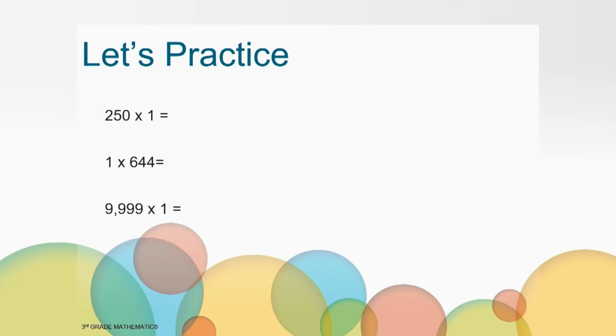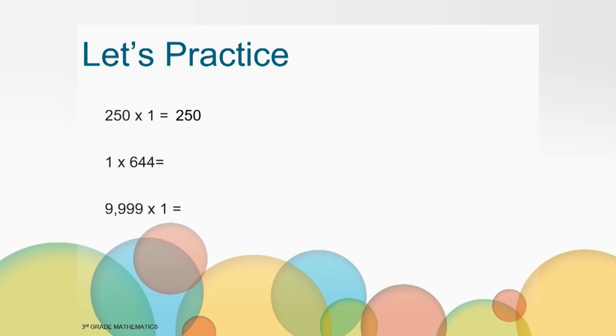Take a moment to think about the answers to the problems that you see. So if you understand that when you only have one group of something, then the amount in that group will also be the answer or the total that we have. So let's check. So if we have 250 times 1, what does that equal? If I have one group of 250, then I still have 250.